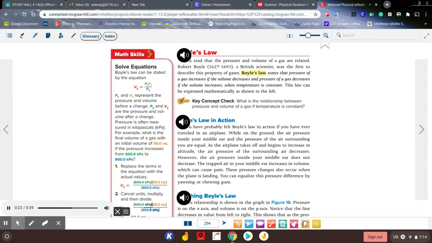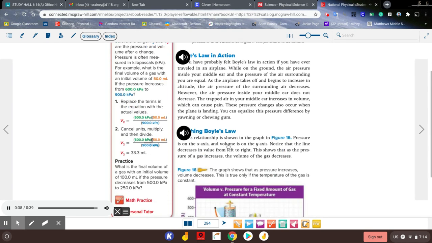However, the air pressure inside your middle ear does not decrease. The trapped air in your middle ear increases in volume, which can cause pain. These pressure changes also occur when the plane is landing. You can equalize this pressure difference by yawning or chewing gum.